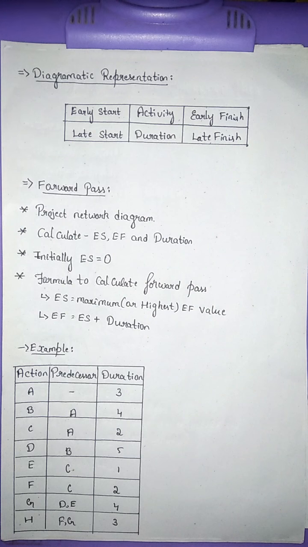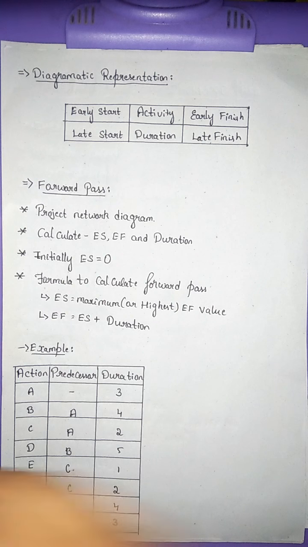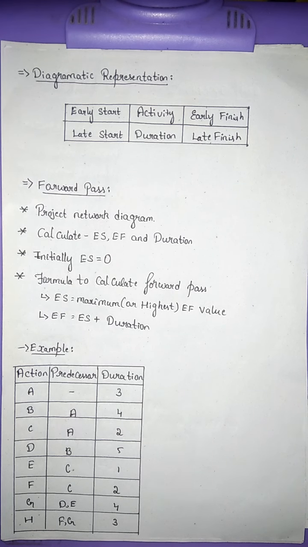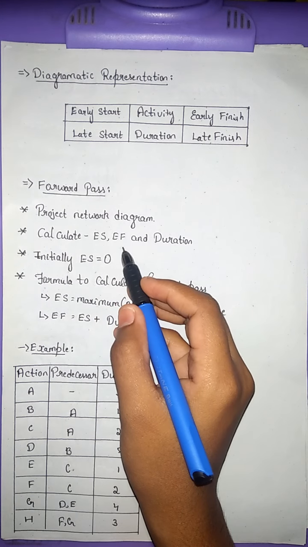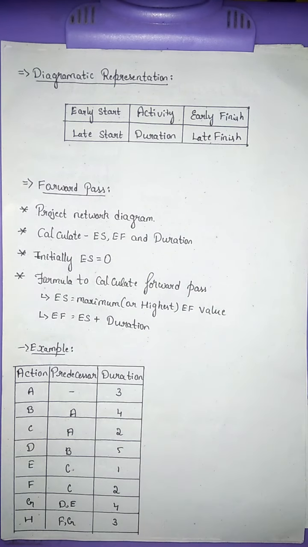Let's move on to the main thing in our topic. Firstly, the forward pass. Forward pass is a technique used to move through a project network diagram. A forward pass calculates the early start and early finish value for each activity along with the overall project duration.